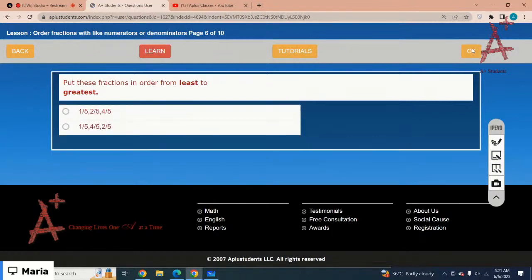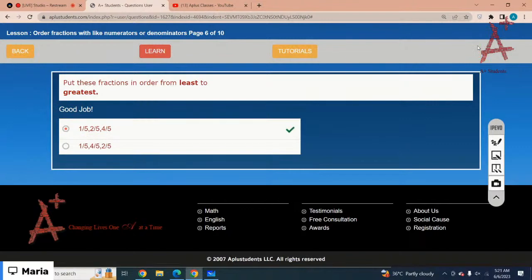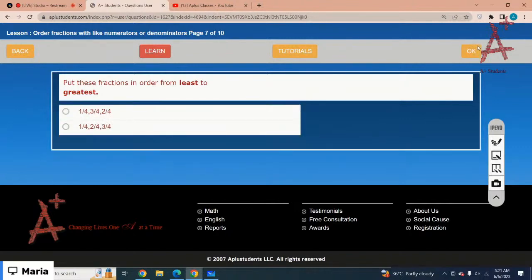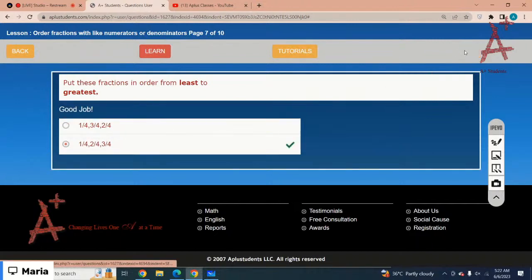Okay, put these fractions in order from least to greatest. So which is the correct option? It would be option number 1, 1 by 5, 2 by 5, and 4 by 5. Got it? Okay, the next one, put these fractions from least to greatest. So which is the correct option? It would be the second one, 1 by 4, 2 by 4, and 3 by 4.